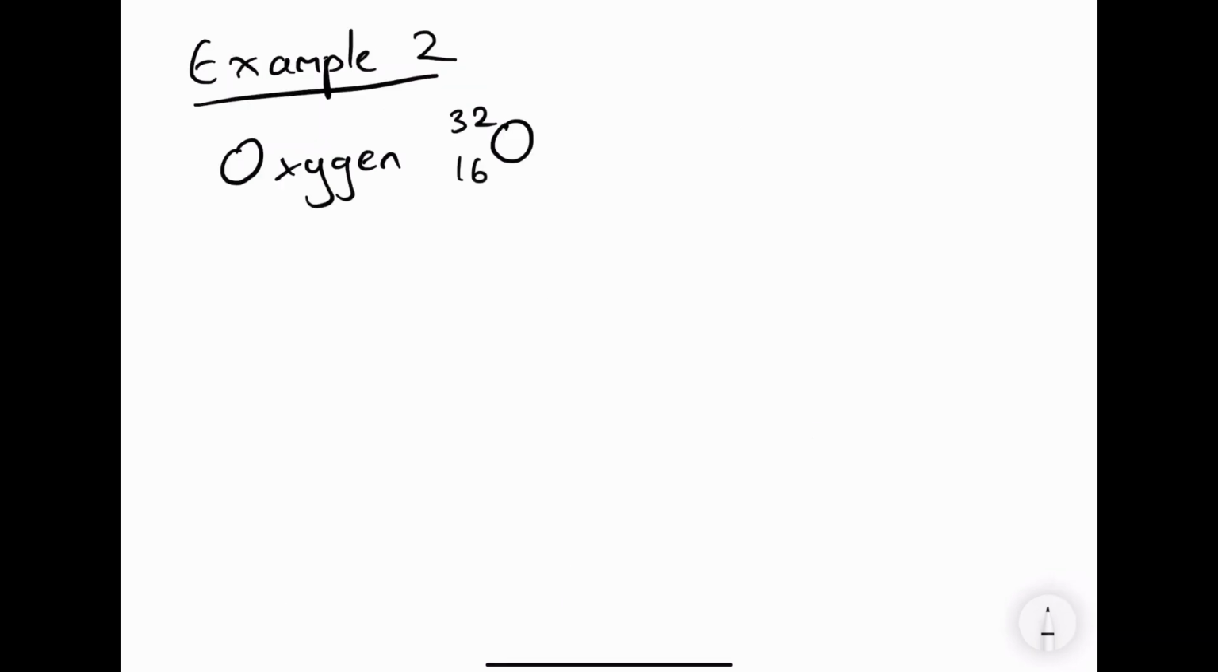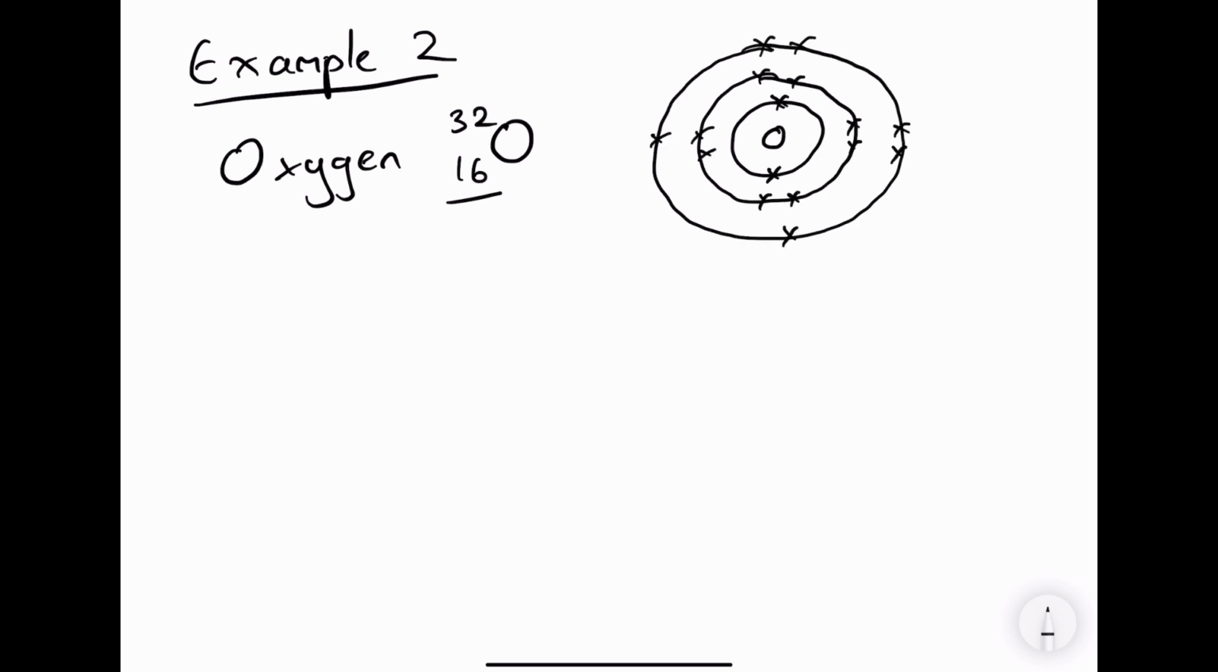The next example we're going to look at is oxygen. Now, oxygen has an atomic number of 16, which means it has 16 protons, and because it's neutral, it has the same number of electrons. So one oxygen atom has 16 electrons. I'm going to draw the electron configuration of an oxygen atom now. So as you can see, oxygen has 2 electrons in its inner shell, 8 electrons in its second shell, and 6 electrons in its outer valence shell. Now it has 2 electrons that it needs to gain in order to have a full outer shell.